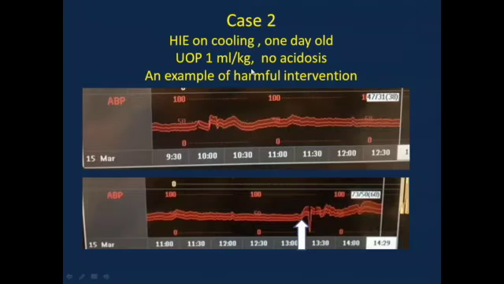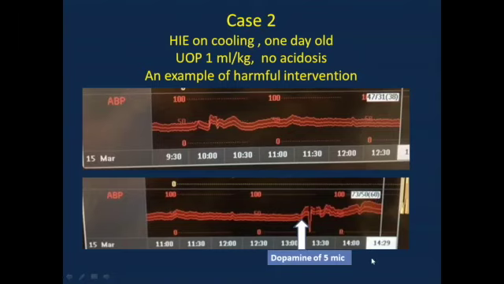Another HIE infant on cooling, day 1, urine output of 1 ml per kg, but no acidosis. In this situation, you have plateau blood pressure and normal pulse pressure. It's not the same as the previous example. The dopamine was started at 5 mics, but this infant became hypertensive. Blood pressure 73/50, mean of 60.